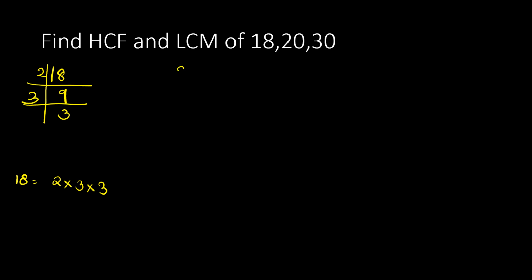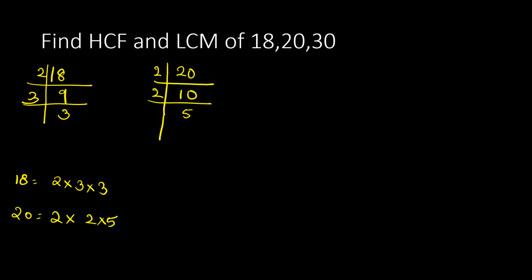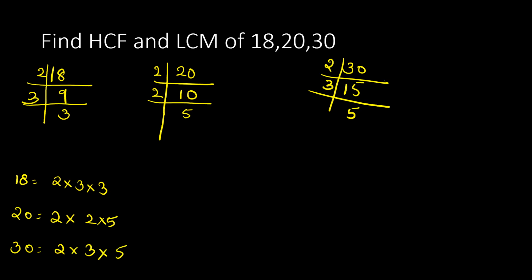Next is 20. 20 can be factorized as 2 tens are 20, and 10 is 2 into 5. Therefore 20 is equal to 2 into 2 into 5. The next number is 30. 30 can be factorized as 2 into 15, and 15 is 3 into 5. Therefore 30 is equal to 2 into 3 into 5.